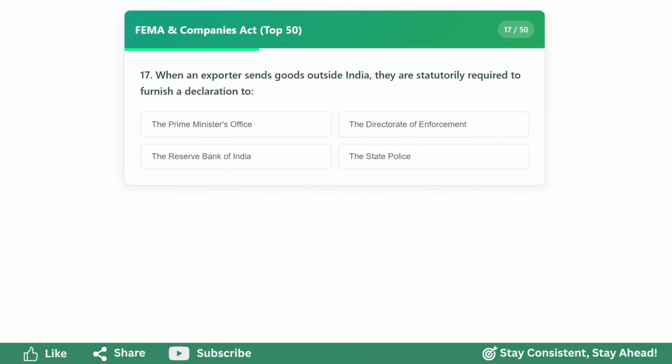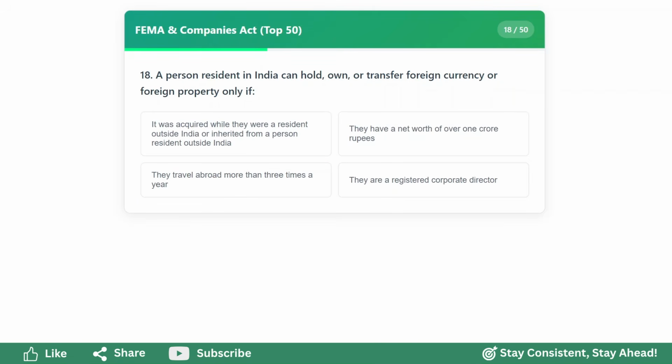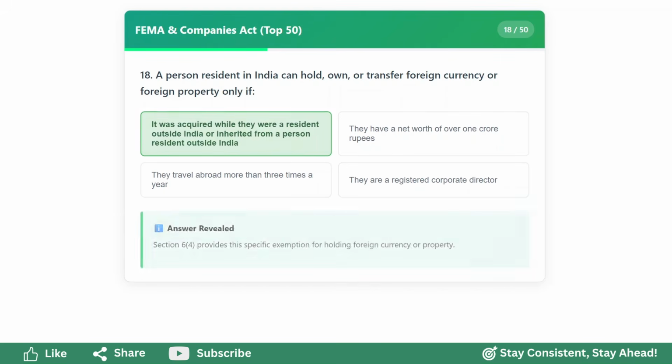When an exporter sends goods outside India, they are statutorily required to furnish a declaration to the Reserve Bank of India. A person resident in India can hold, own, or transfer foreign currency or foreign property only if it was acquired while they were a resident outside India or inherited from a person resident outside India.